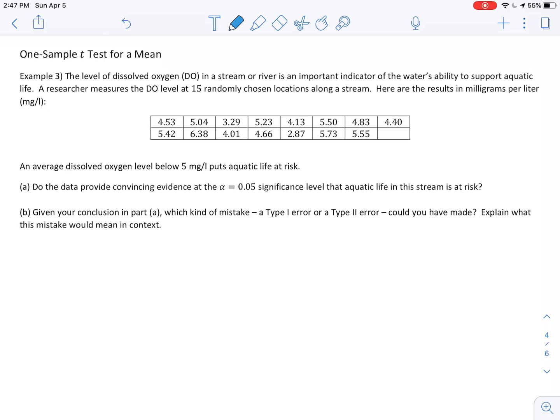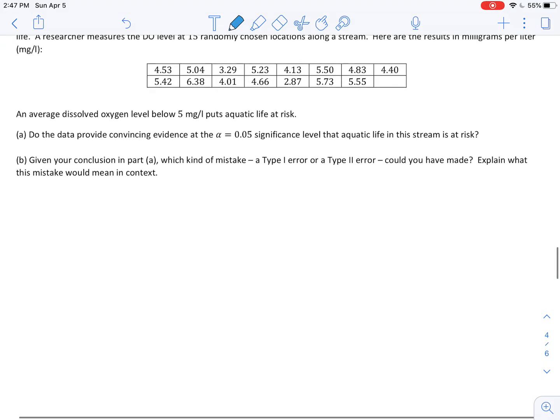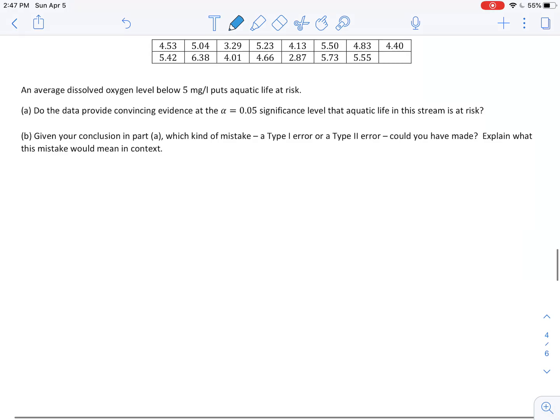So, the level of dissolved oxygen, denoted DO, in a stream or river is an important indicator of the water's ability to support aquatic life. A researcher measures the DO level of 15 randomly chosen locations along a stream. Here are the results in milligrams per liter. So we have our sample data. An average dissolved oxygen level below 5 milligrams per liter puts aquatic life at risk. So we're going to test to see if we have convincing evidence at 0.05 significance level that the aquatic life in the stream is at risk.